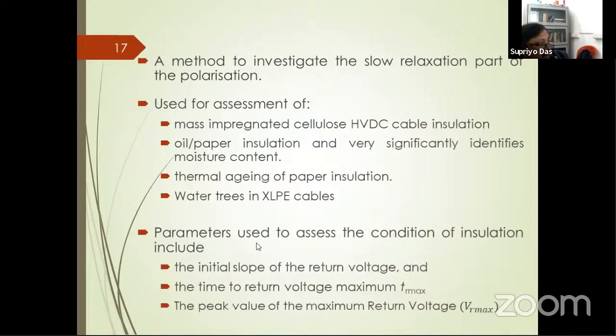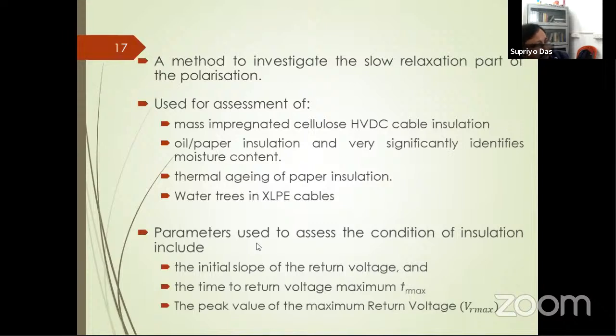It identifies the moisture content. In oil paper insulation, the paper can absorb moisture, so how much moisture is contained in the paper has been widely studied using this return voltage measurement. It is also used for thermal aging of paper insulation and water trees in XLPE cables. So return voltage measurement is still under research. A lot of work is being done, particularly in oil paper insulation to quantify the moisture, where this RVM method is widely used. But for other purposes, people are still working on it.